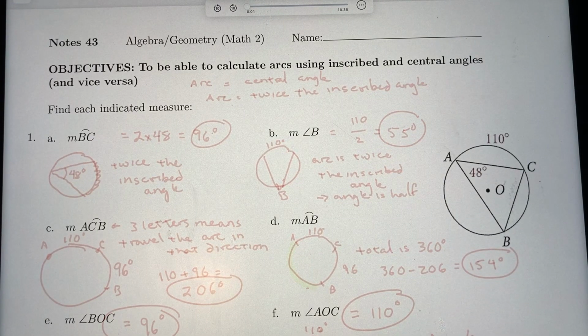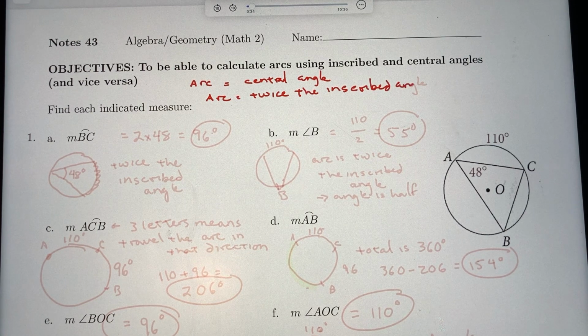So basically we're going to have two solid sets of notes, 43 and 44, where we're practicing two facts. The arc is the same measure as the central angle, and twice the inscribed angle. So the inscribed angle is half of the central angle and half of the arc.